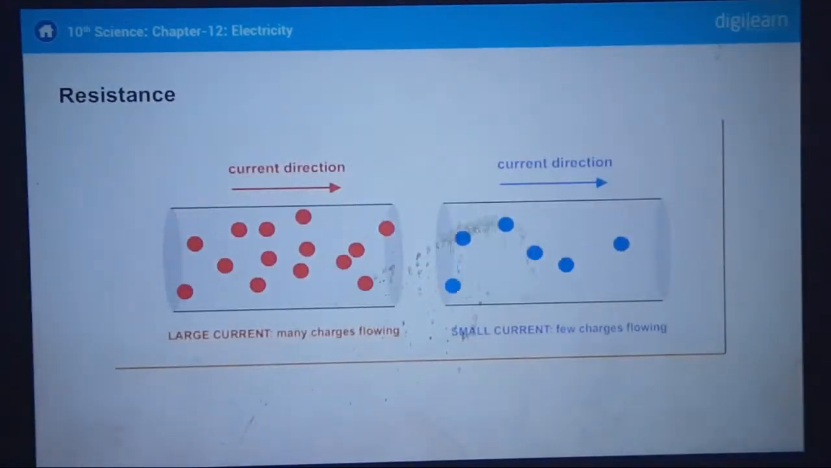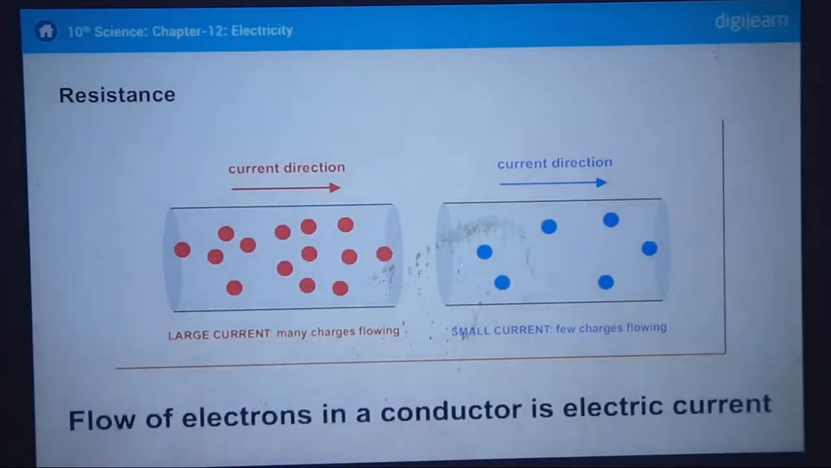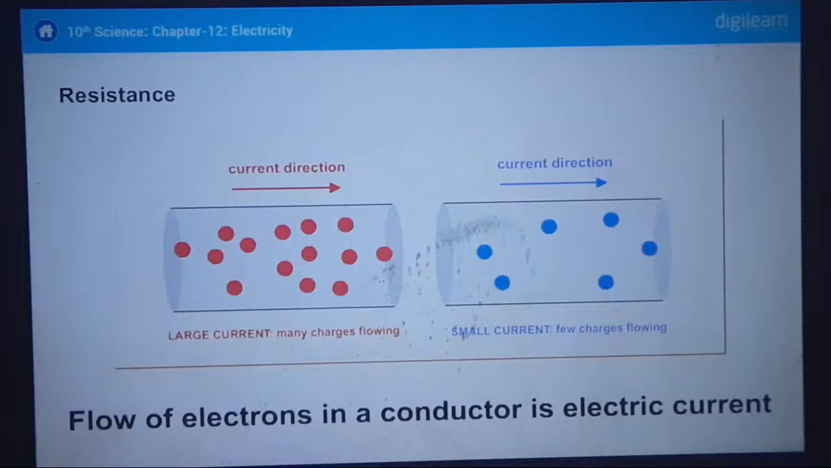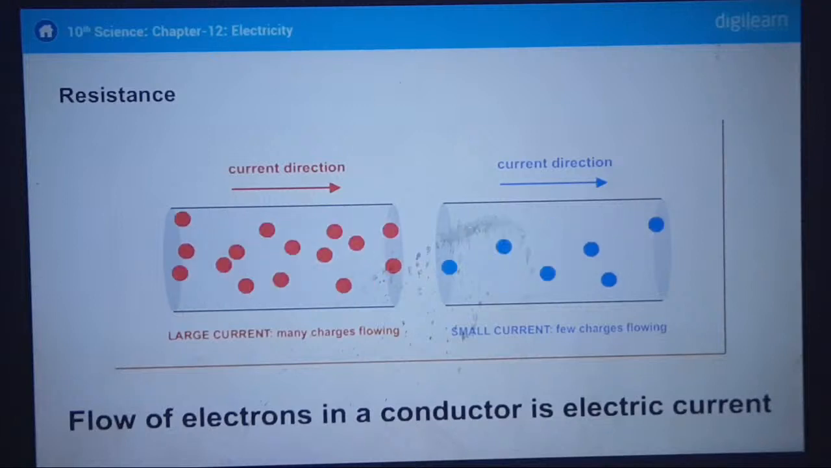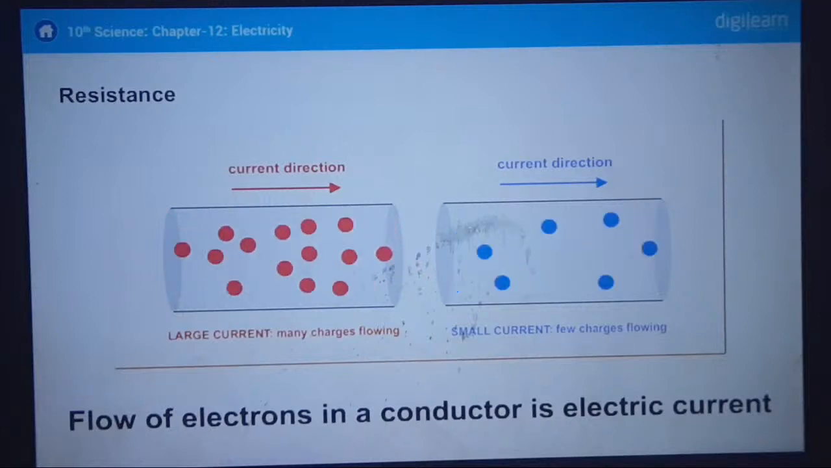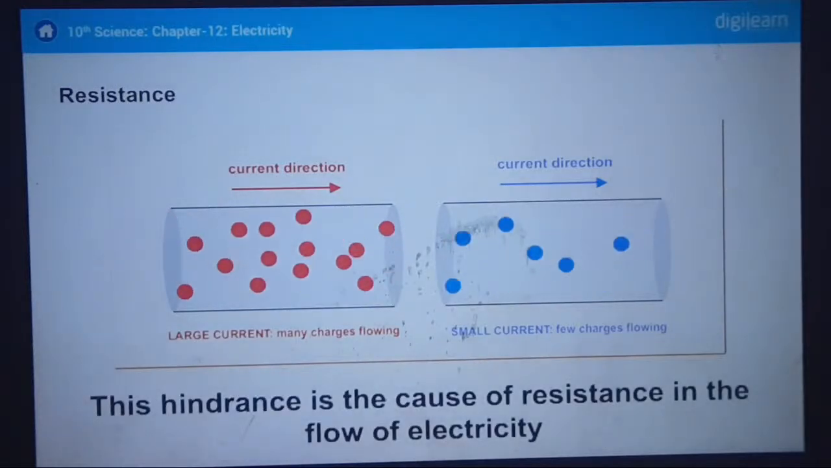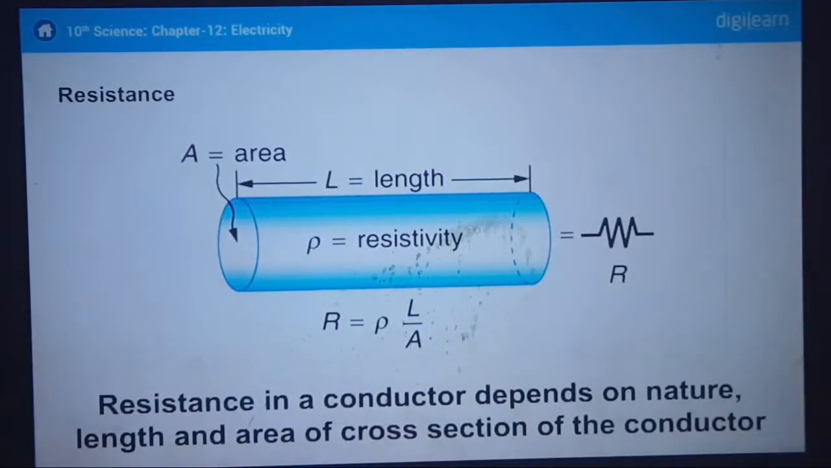Cause of resistance in a conductor. Flow of electrons in a conductor is electric current. The particles of the conductor create hindrance to the flow of electrons because of attraction between them. This hindrance is the cause of resistance in the flow of electricity. Resistance in a conductor depends on the nature, length, and area of cross-section of the conductor.